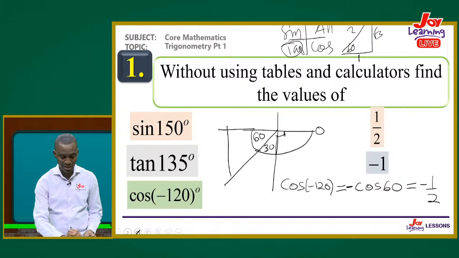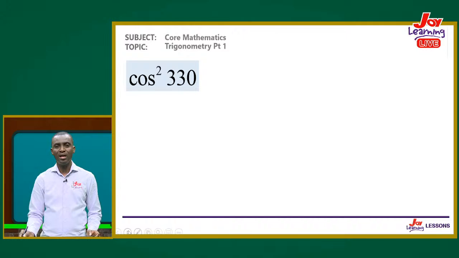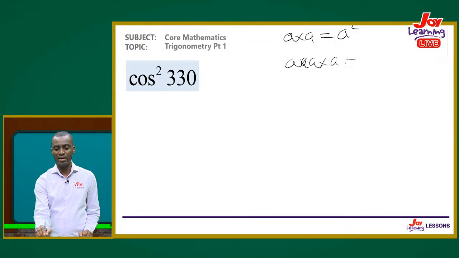All right, I want you to keep these numbers. Okay, let me do this one with you, before the rest I'll let you do on your own. Now, how do we find cos square 330 degrees? If I have a times a, we know the answer will give us a squared, right? Beautiful. If I have a times a times a, I get a cube, right?